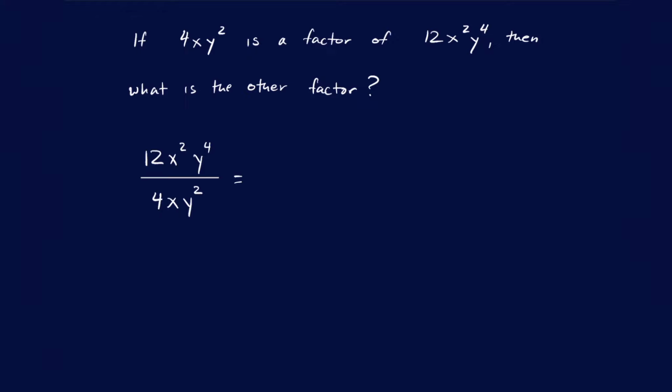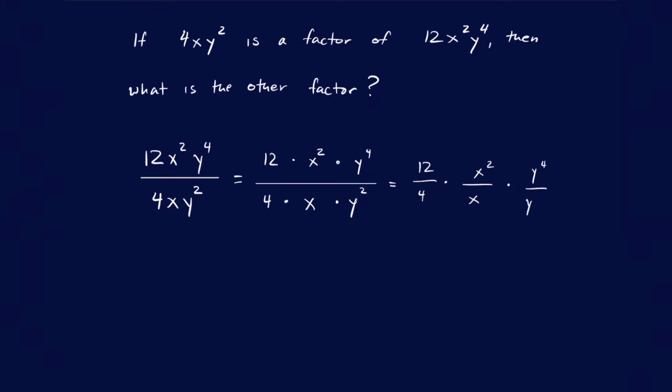So first we can write it as 12 multiplied by x squared multiplied by y to the power of 4, divided by 4 multiplied by x multiplied by y squared. And then we can break up each of these into their own division statements so you can visualize it easier. So we're going to have 12 divided by 4, multiplied by x squared divided by x, and y to the power of 4 divided by y squared.